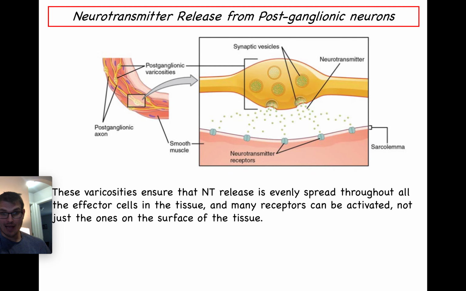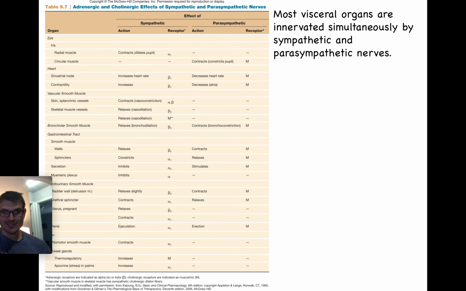And you can see that point being referenced here. We penetrate these axons deep into autonomic effector tissue, smooth muscle, cardiac muscle, etc. We want to get even spread of the neurotransmitter all throughout the tissue.